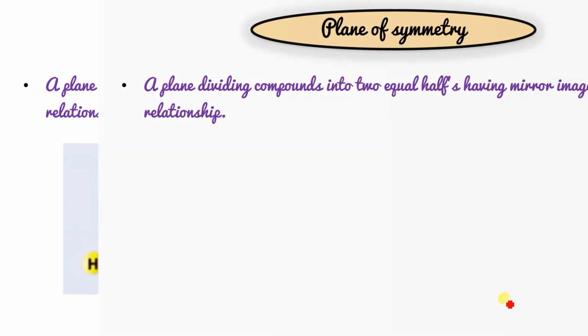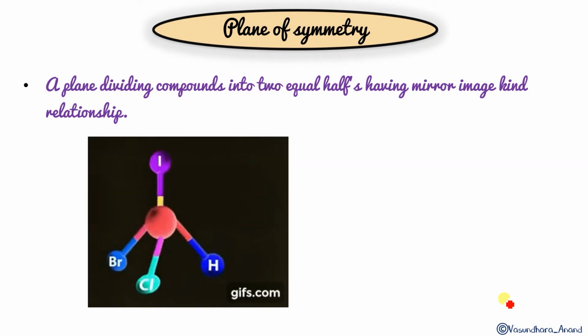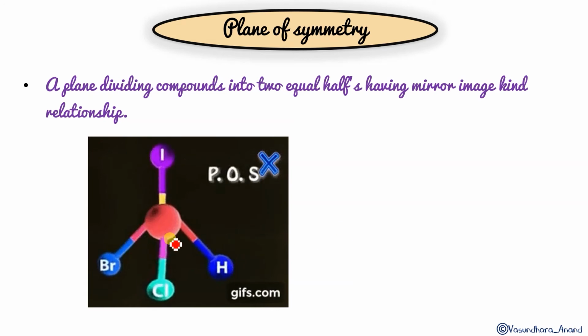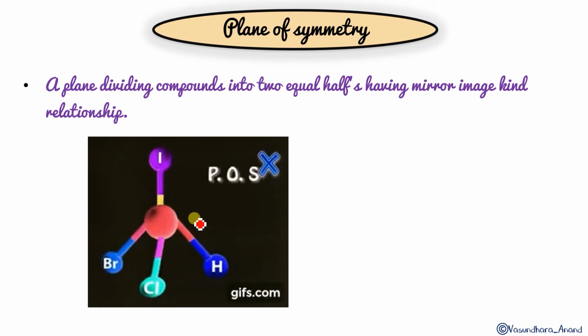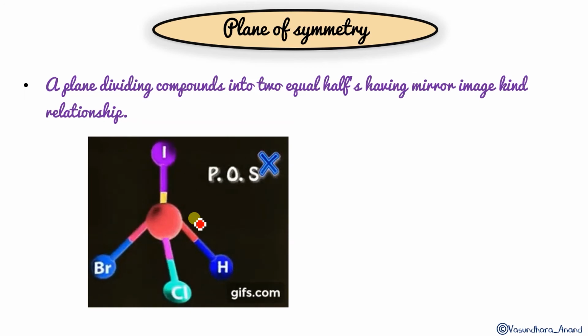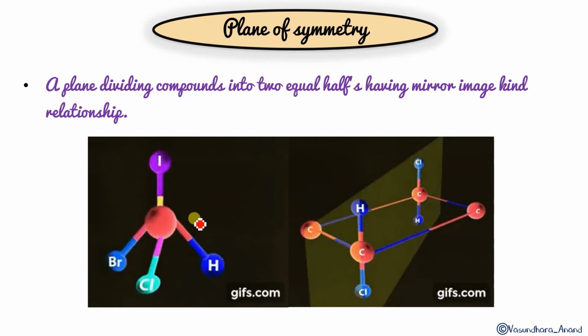Okay. Next, a few more examples. If we are talking about this, in no side are we going to get the plane of symmetry, isn't it? All four are different. So we will not get it. That means it is chiral. It can be an optically active compound. Got it? Plane of symmetry is not there. So that means it is chiral, and hence it will show optical activity.